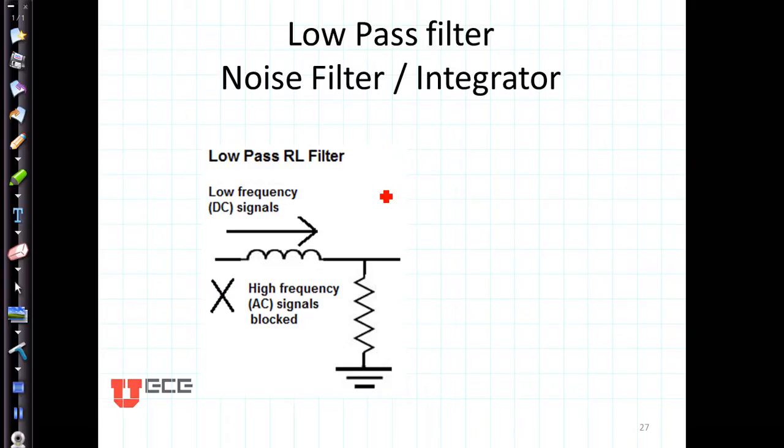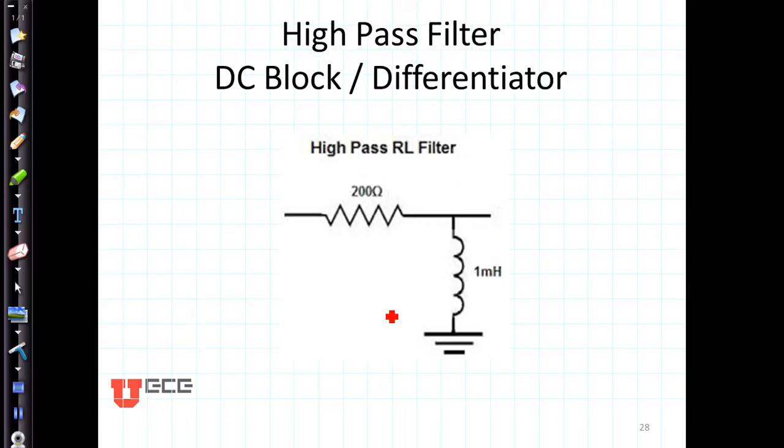Inductors can be used as both high and low pass filters. Here's a picture of a low pass filter where the inductor is here and we're reading the voltage across the resistor. So what happens? If a DC signal goes through, the inductor acts like a short circuit, and so a large voltage is read across the resistor. But if a high frequency goes through, the inductor acts like an open circuit, and so no voltage makes it through to the resistor. Here's the high pass configuration, and that's just the opposite.